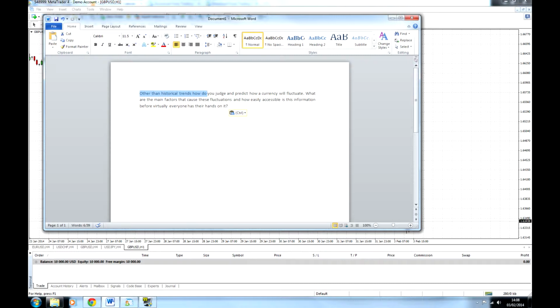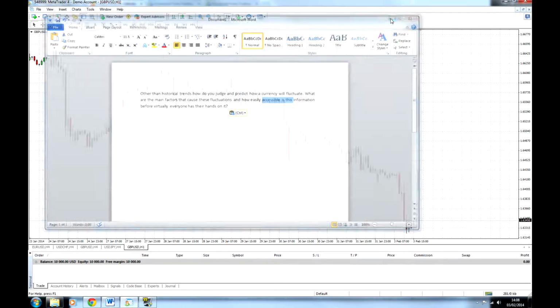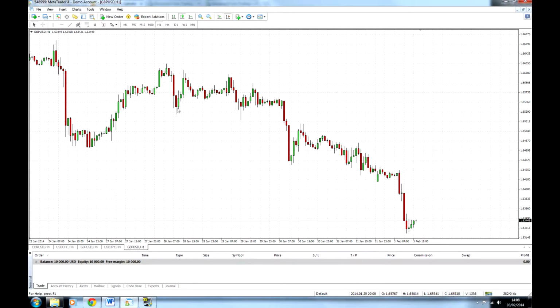And how easily accessible is information to everybody? Well, as you've seen, you've got historical data, all the trends and the trend analysis. This is called technical analysis. It sounds very, very serious. Trust me, it isn't. It's super easy. It's very, very simple. I'll show you all about it.